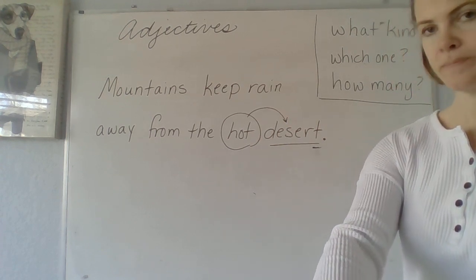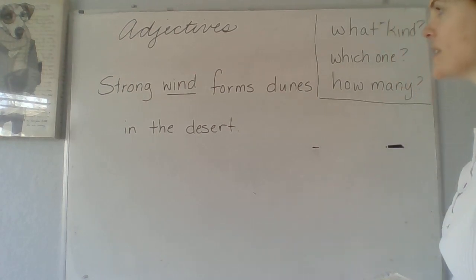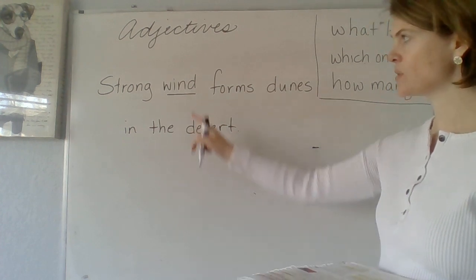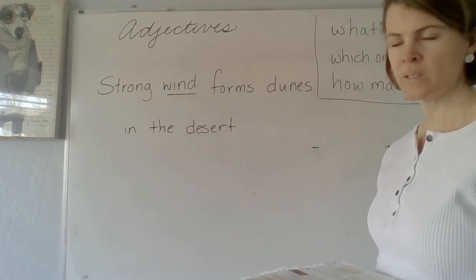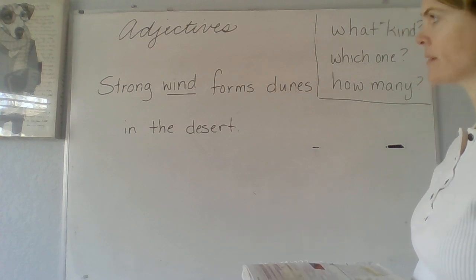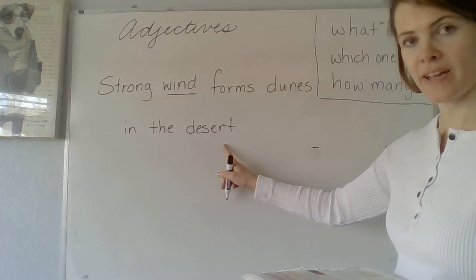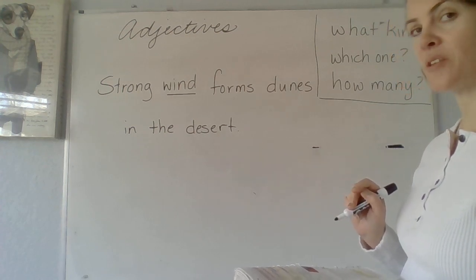Let's try another one. This sentence says, strong wind forms dunes in the desert. Can you find more nouns besides wind? What's another person, place, or thing named in this sentence? Desert, for sure, would be another noun. See another one?